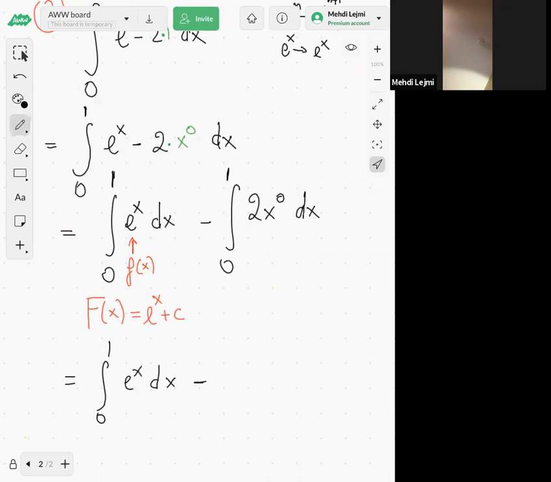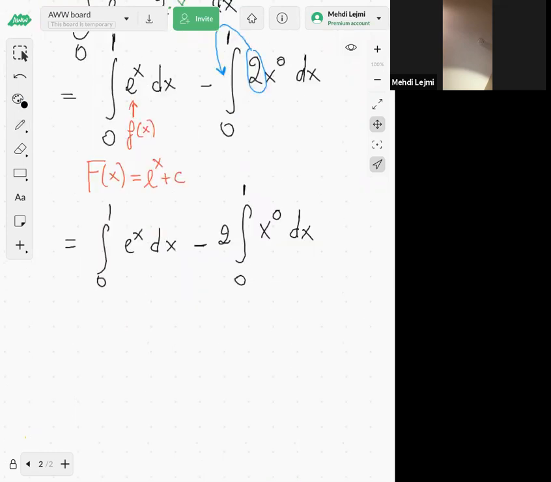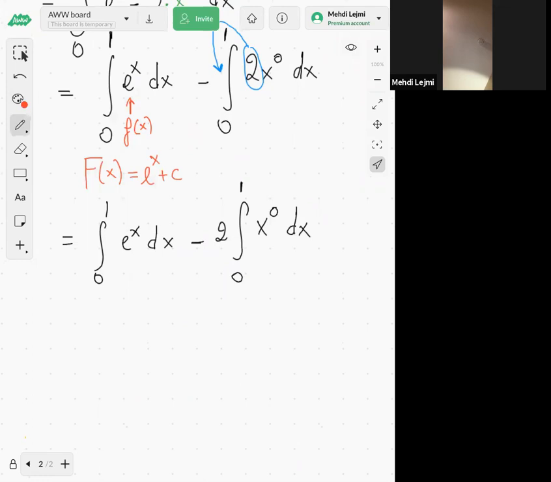Now, for the second one, remember one of the properties of the integral, we said if you have a constant inside an integral, a constant times some function, then you can put the constant outside the integral. So this is actually minus 2 times the integral from 0 to 1 of x to the power 0, dx. Anyway, as I said, the antiderivative of e to the x is e to the x, right? Again, this is my f of x, so the antiderivative is e to the x plus c. Now for x to the power 0, this is my f of x, let's say. Then the antiderivative of x to the power 0 is x to the power 0 plus 1 over 0 plus 1 plus this constant c.